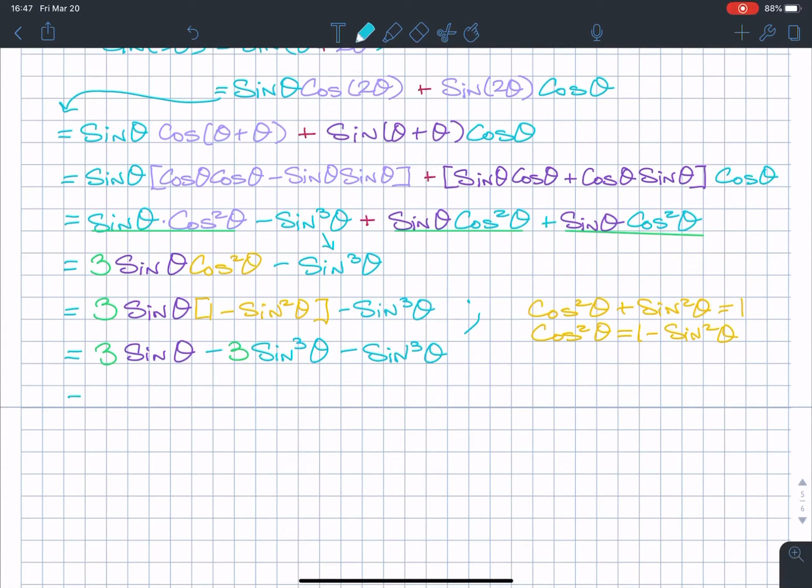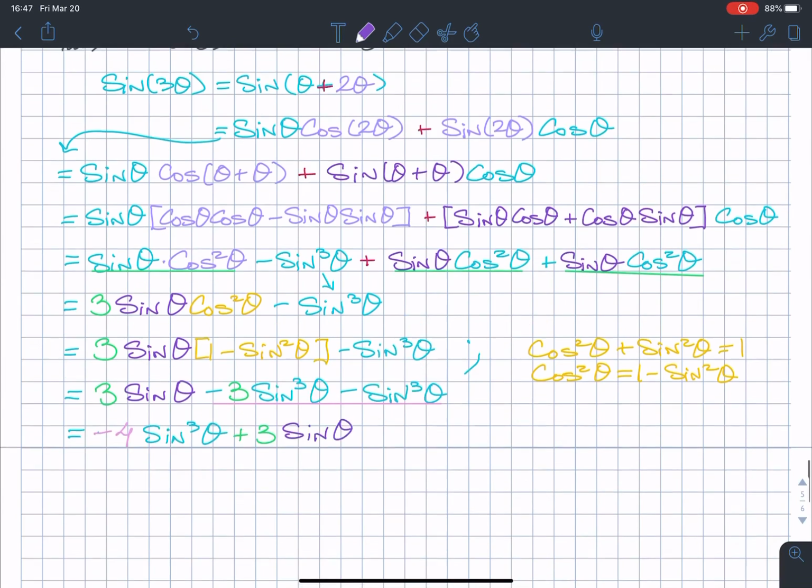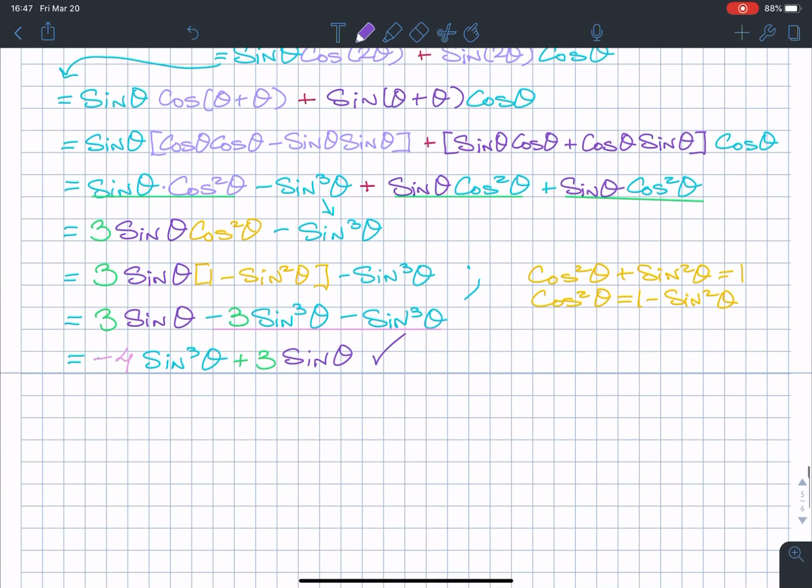Okay, so let's count. How many sine cubed thetas do I have? It looks like I have -4 of them. Let me underline where I'm getting these. -3 minus 1 is -4 sine cubed thetas. And then a +3 sine thetas. Okay, now is this what I wanted to prove? Let me go back up. Oh, thank goodness it is. Check mark. So hopefully that makes sense to you guys. I'll see you in the next section.